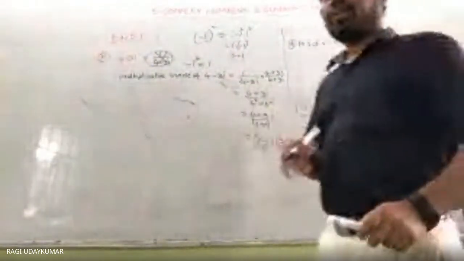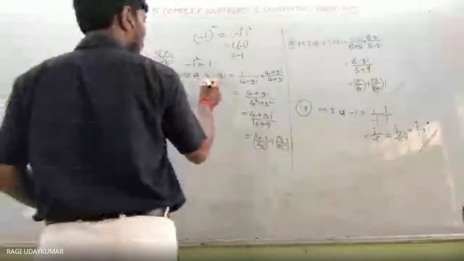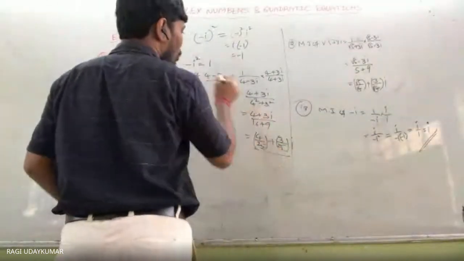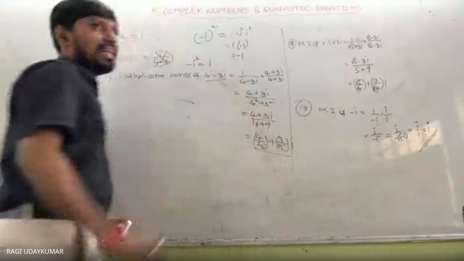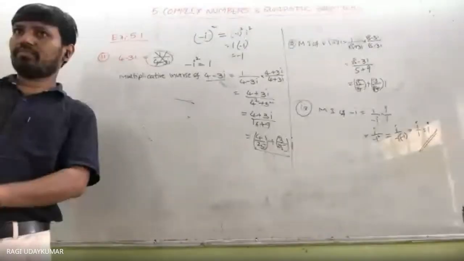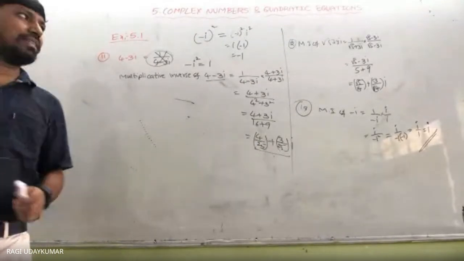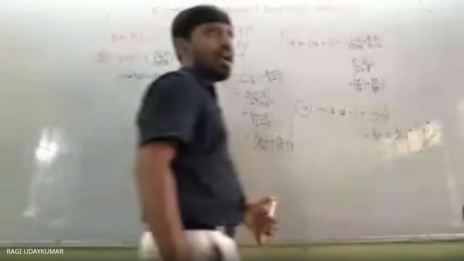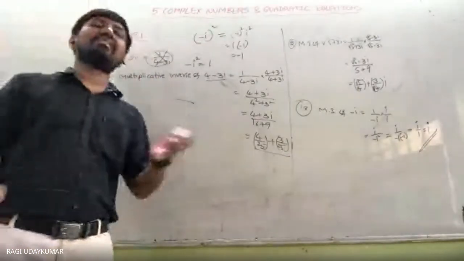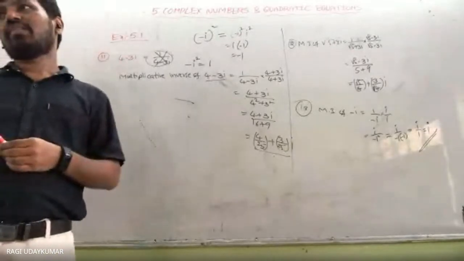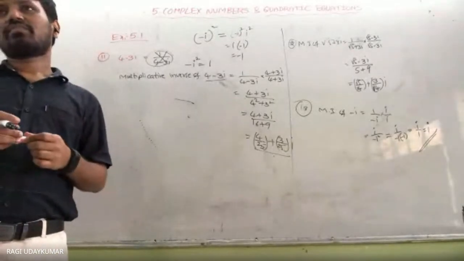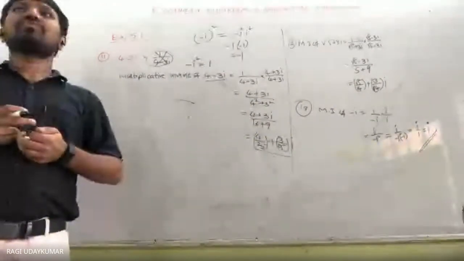If you multiply the multiplicative inverse of any number with the number itself, what do you get? What is the multiplicative inverse of minus i? Plus i. If you multiply minus i and plus i, what do you get? Plus 1.